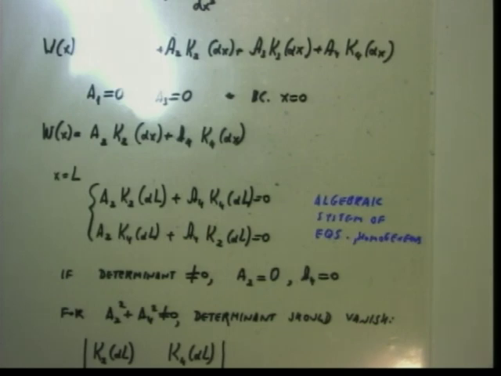Then the second derivative of this. First derivative will be K1, second derivative will be K0, which equals K4. A2 K4 alpha L plus, first derivative is K3, second derivative is K2, K2 alpha L. So I got 2 equations with 2 unknowns, A2 and A4.